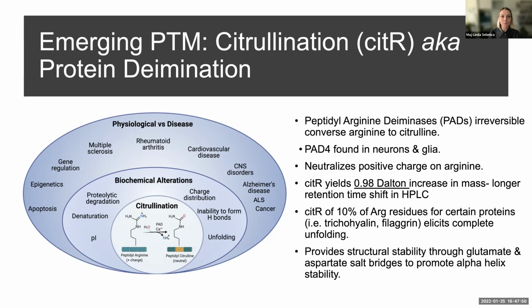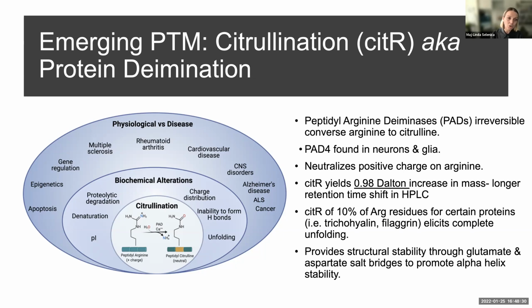Citrullination is a protein deimination as a result of enzymatic activity of the peptidyl arginine deiminases, or PADs. Citrullination is irreversible and implicates the removal of a positive charge from arginine to a peptidyl citrulline, which is a neutral amino acid. This change of the amino acid and, moreover, the charge distribution contributes to changes in the protein properties, stabilization of alpha helix, and therefore a denaturation and unfolding of the protein.